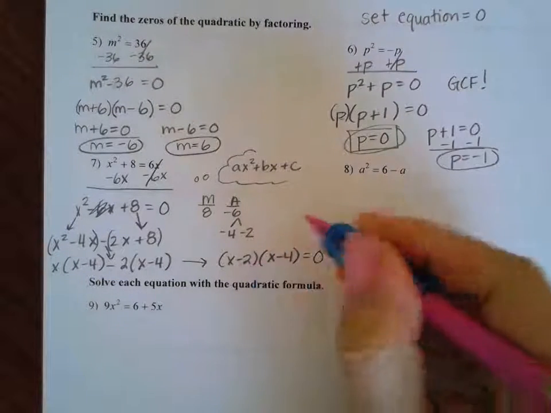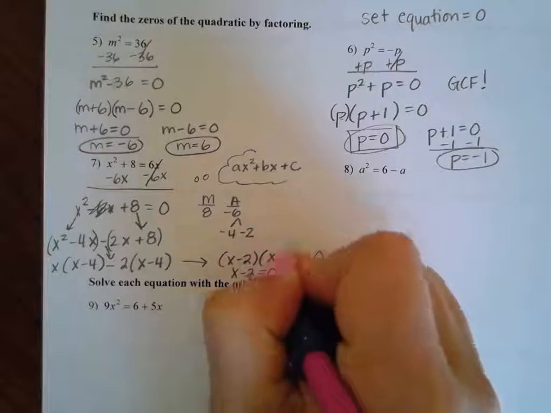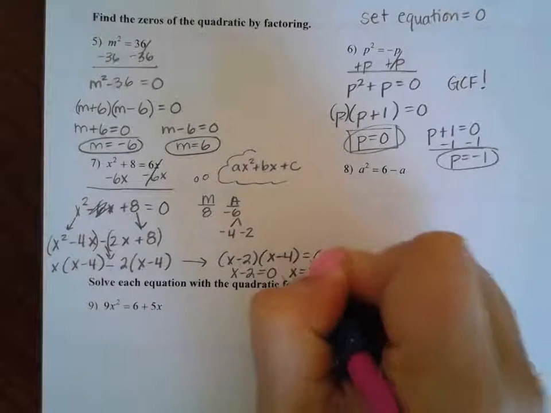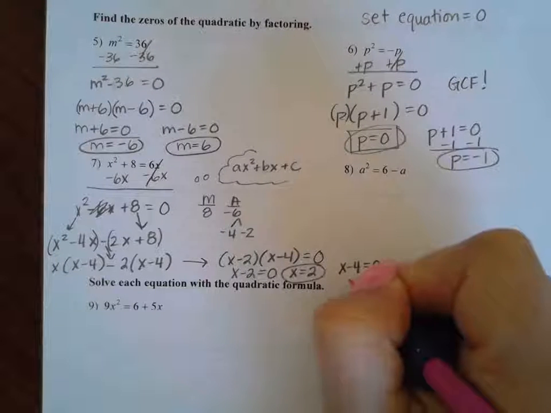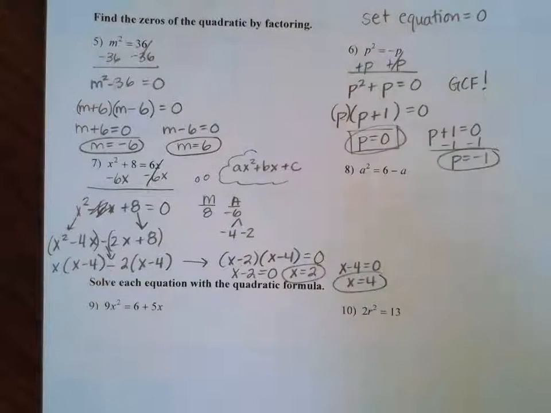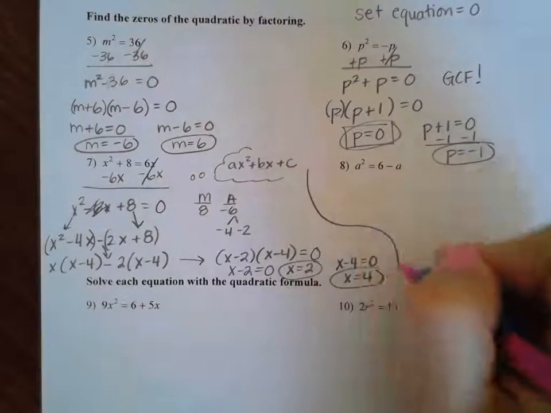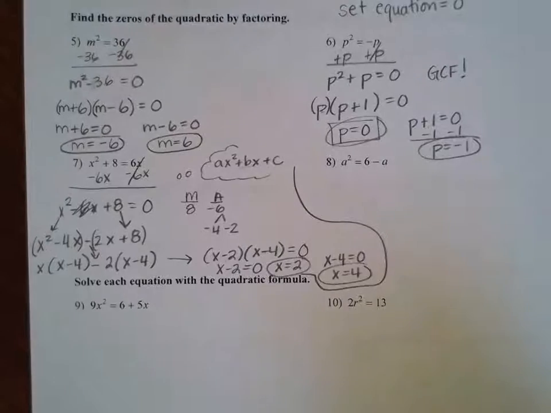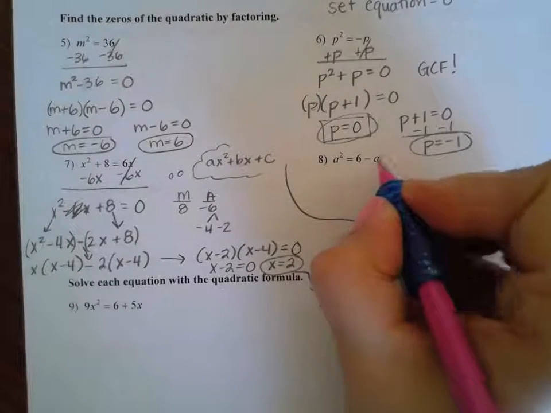So you set each one of these equal to 0. X minus 2 equals 0, so x equals 2. And then the other one would be x minus 4 equals 0, so x equals 4. There's your 2 zeros for that one. All right, number 8. Now, for this one, we need to subtract 6 and add a.